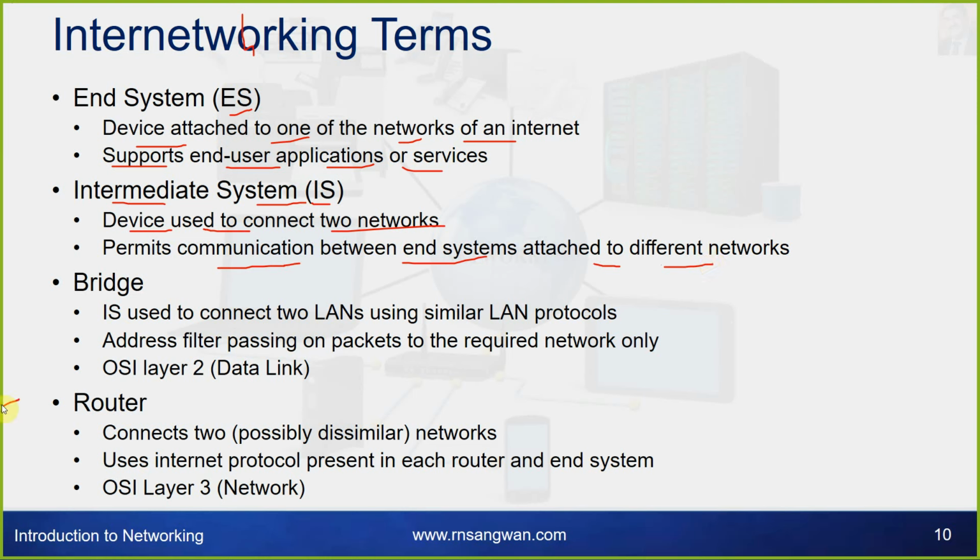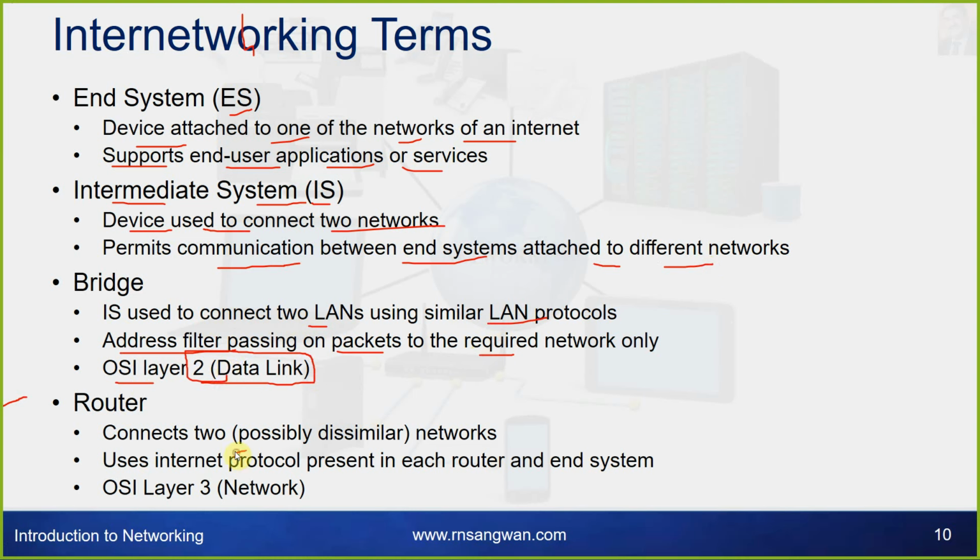Bridge is used to connect two LANs using similar LAN protocols. Address filtering, passing one packet to the required network only. And it is represented at OSI layer 2, that is the data link layer in the OSI model. OSI has seven layers for this communication.